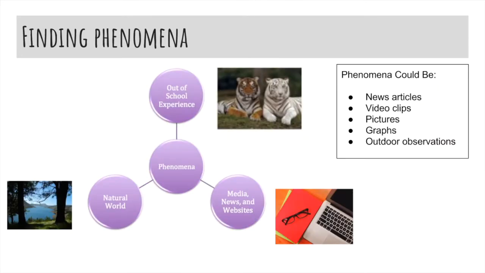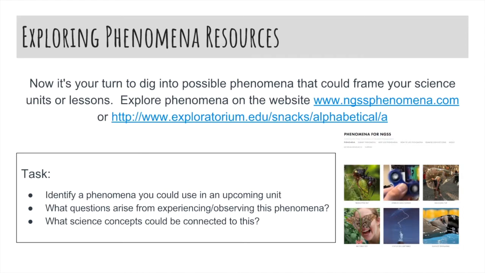When thinking about phenomena, you really want to dive into the standards and make sure you understand what is being asked of the students. What do the students need to know and be able to do? Remember, a resource on the Next Generation Science Standards site that will help you with this would be the evidence statements. Once you know what the standard is saying, you can look for phenomena to engage your students and help them construct understanding around the standard from a variety of places. You can find phenomena in the natural world, out-of-school experiences, and from the media, news, and websites.